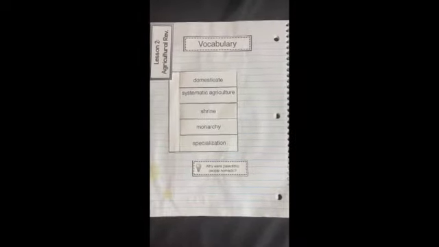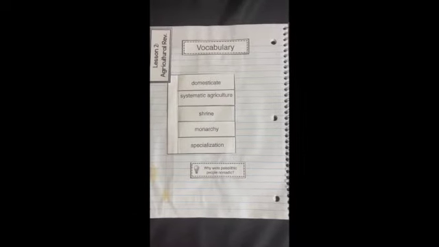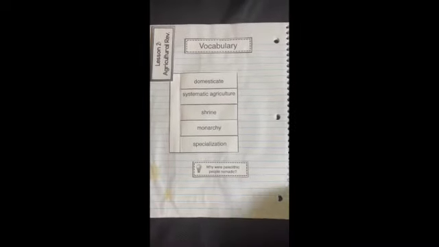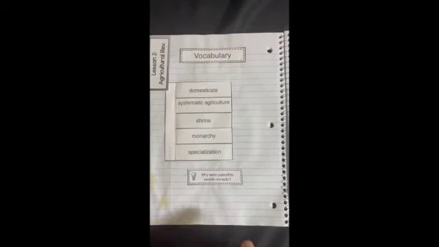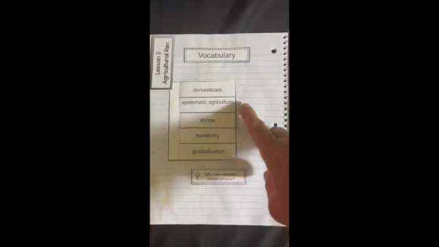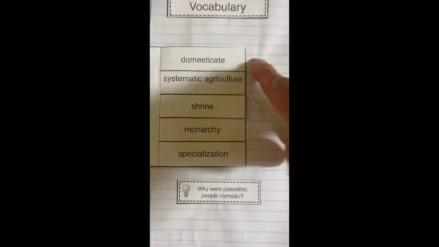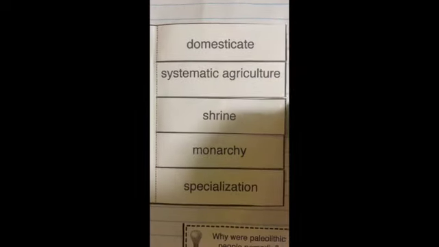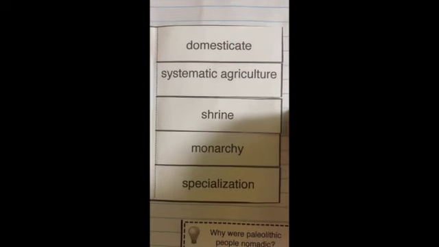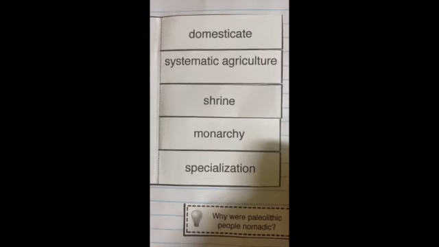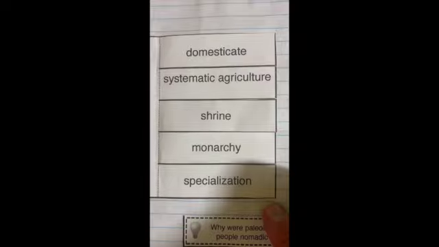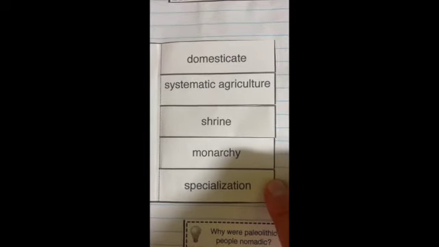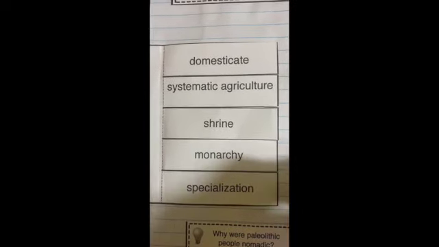We got a couple of things that we got to talk about before we start the video. We just want to know what to look for in our notebooks. So we'll start with our vocab. We got a couple of words here that you want to be looking for actively. The first one is domesticate. The next one will be systematic agriculture. You've got the word shrine, monarchy, and specialization. Okay, so those are your vocab terms.